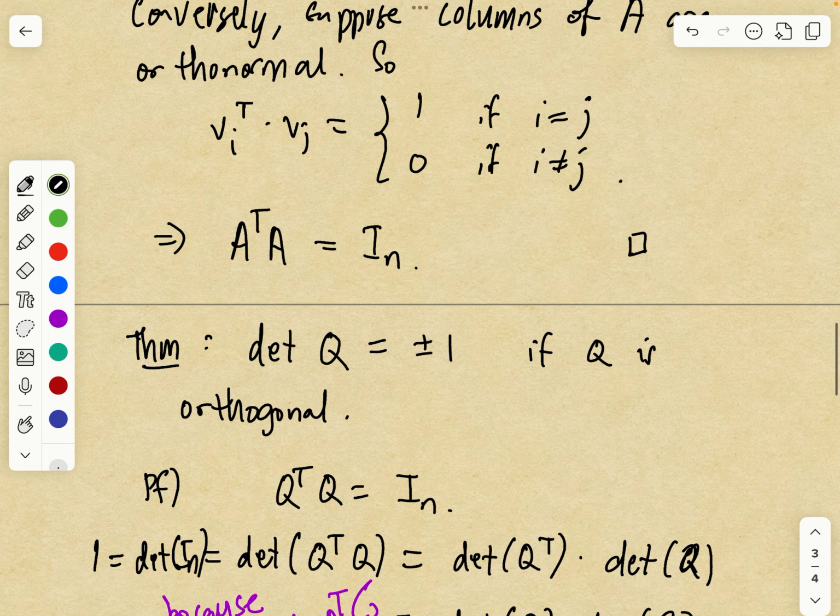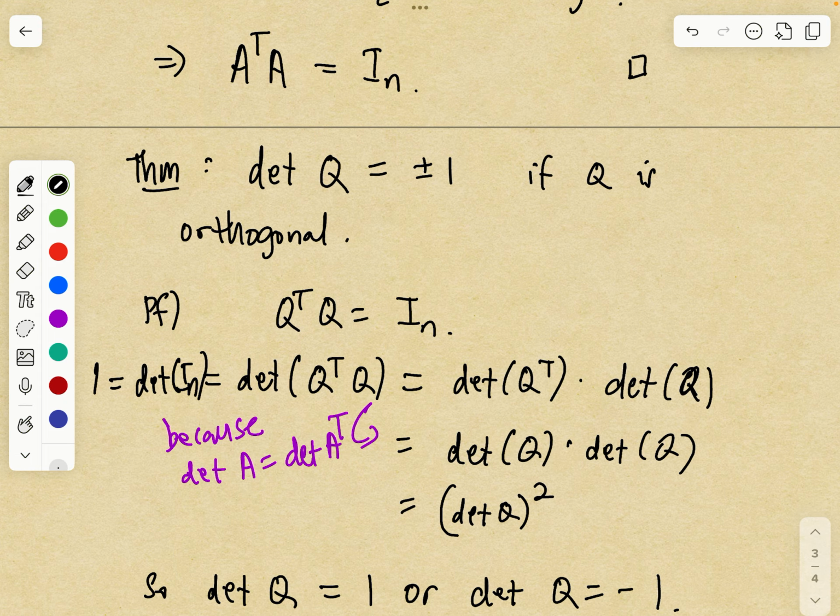Notice that this is not an if and only if statement, right? This is saying that if you have an orthogonal matrix, then the determinant is plus or minus 1. Now we could think about, well, if you have a square matrix and its determinant is plus or minus 1, does the matrix have to be orthogonal?